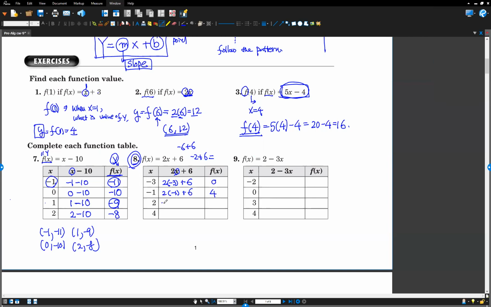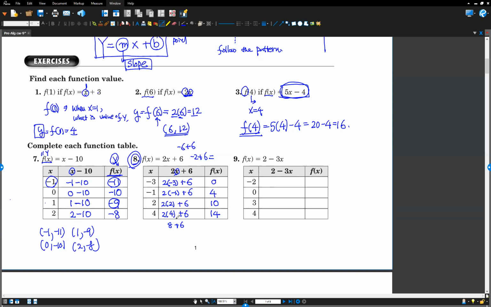Now, when x is 2, what happened? 2 times 2 plus 6. 2 times 2 is 4. 4 plus 6 is 10, right? Now, if x is 4, 2 times 4 plus 6. 2 times 4 is 8. 8 plus 6 will be 14, right? That's the way you can find the point.